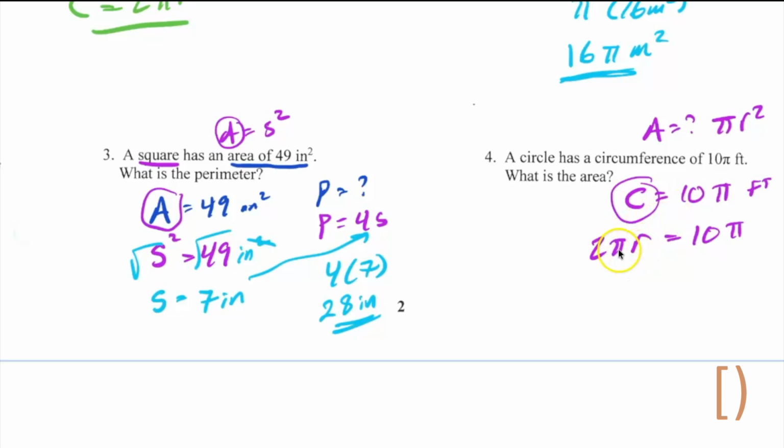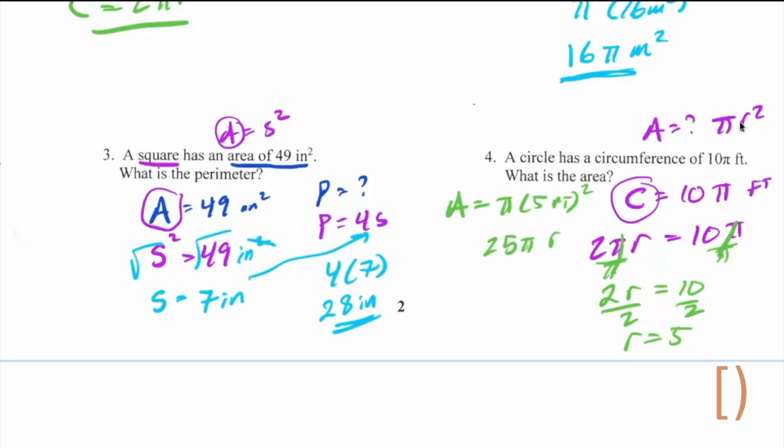So first things first, how do we get rid of the pi's? Well, there's one on each side, so they just cancel out. You divide by pi if you want to be technical about it, but they're going to cancel each other out. We have 2r equals 10, and all we have to do is divide by 2. So r equals 5. Now that we know the radius, that's all you need to do. You can save the world. If you know the radius, you just have to substitute it in. So my area is going to be pi times 5 feet squared. 5 times 5 is 25 pi feet squared. And there you go. That's the lesson.